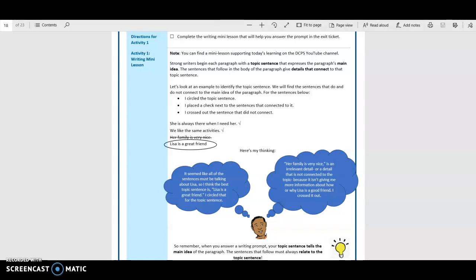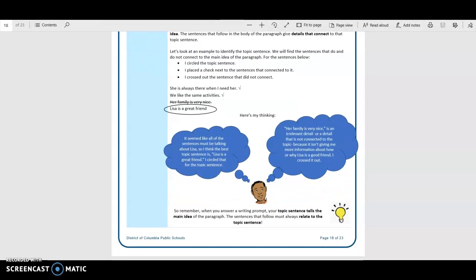So we see here that she's always there when I need her. We like the same activities. Her family is very nice. Lisa is a great friend. We circled Lisa is a great friend because that's the topic sentence, because all of the other sentences support it.